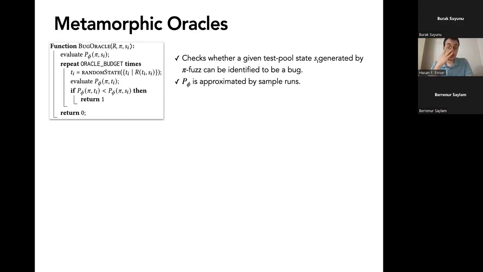We repeat this process with a limited budget, called the oracle budget. If we cannot encounter this violation, then we return 0, which means we cannot find a bug. Of course, it's not guaranteed that there is no bug in this state. But when we return 1, there's no possibility of a false positive. When we return 1, there's always a bug.